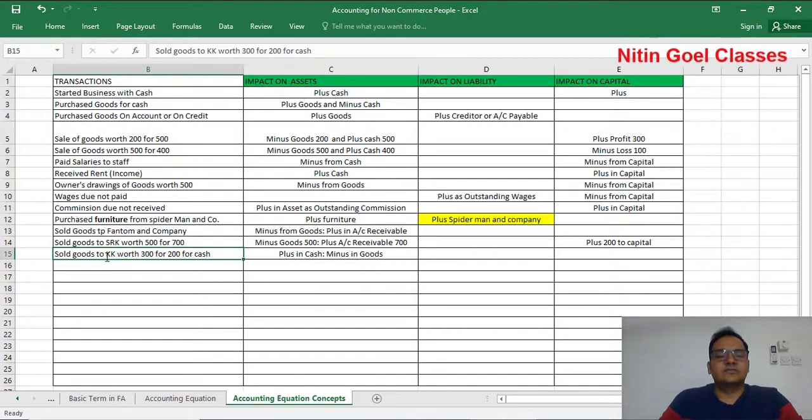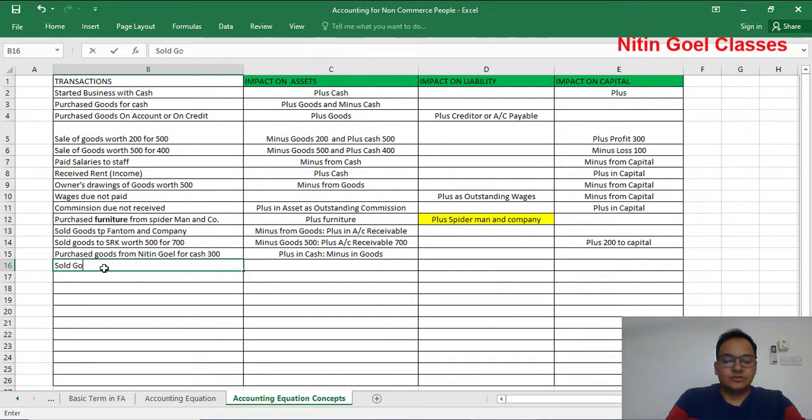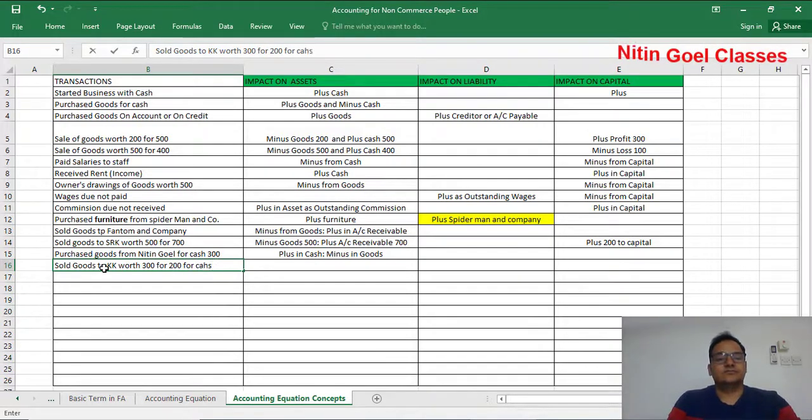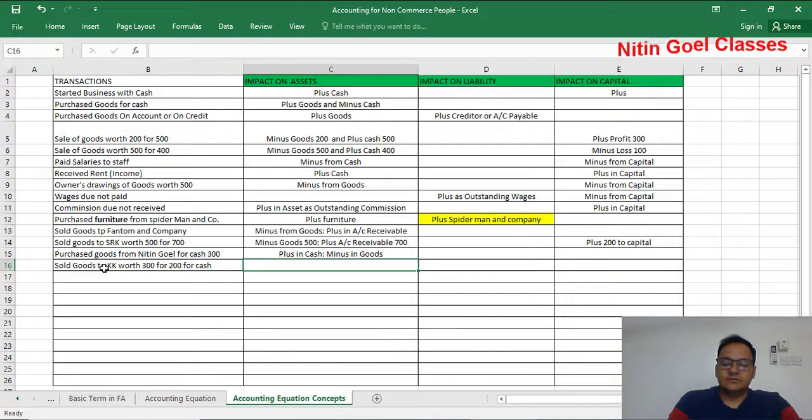Did I make a mistake? Control Z. Oh, I have overwritten it. Sold goods to KK worth 300 for 200 for cash. So what will happen? Plus cash. How much? 200. Goods reduced. Goods minus how much? 300.